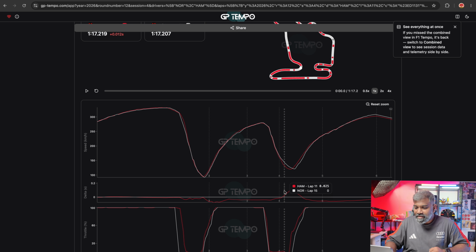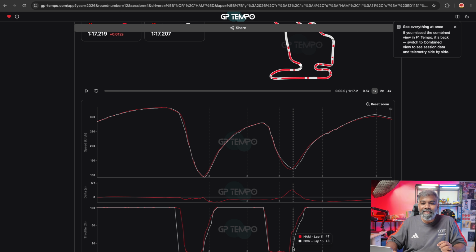So what about this section here? Lewis seems to be on the throttle much earlier, but that cost him a little more lap time. What that means is Lewis took a wider line compared to Lando. So Lando had a tighter line, so he was slightly late on the throttle, but Lewis, because he was taking a wider line, he got on the throttle milliseconds early, right? So this is how you look at a graph like this and then analyze.